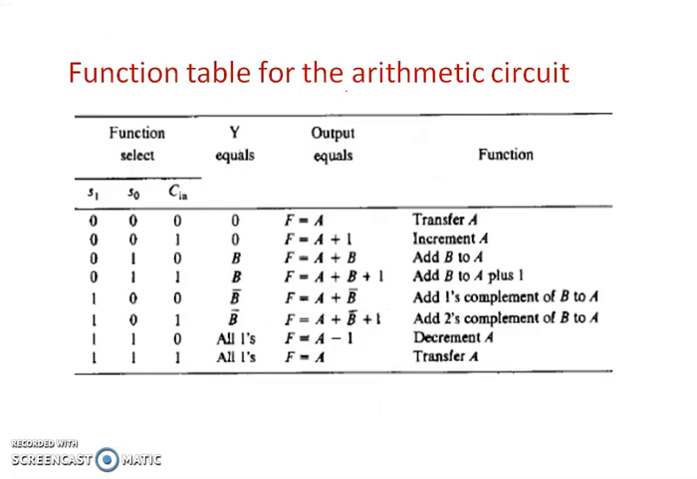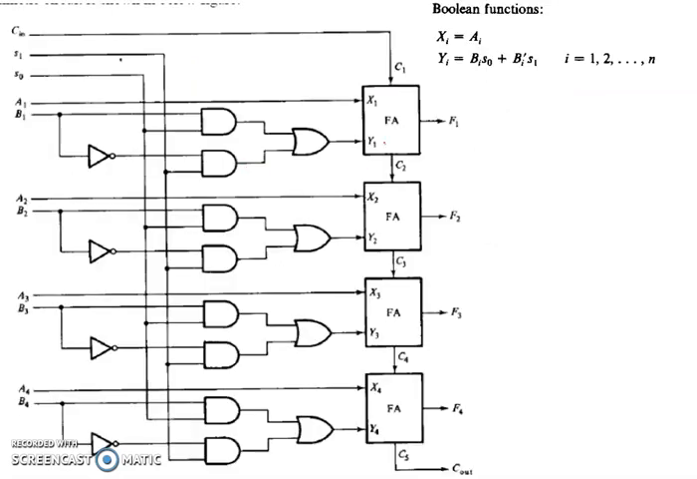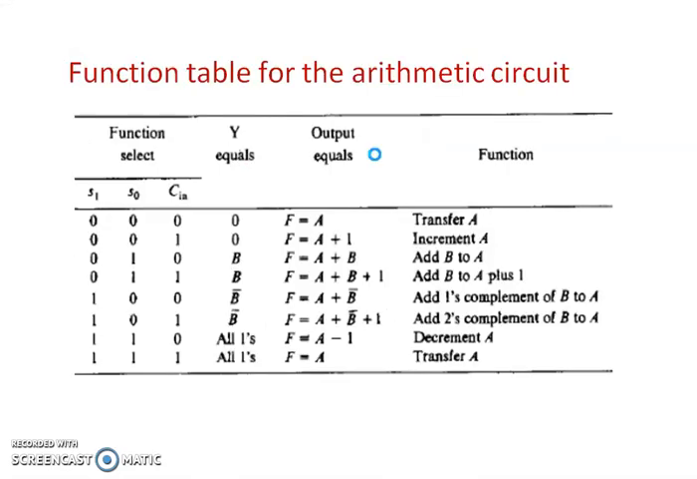This is the function table for the arithmetic circuit. Here we have the selection inputs S1, S0, and carry in. Based on these you get the Y value that is determined, and based on these four inputs, you get the output F.